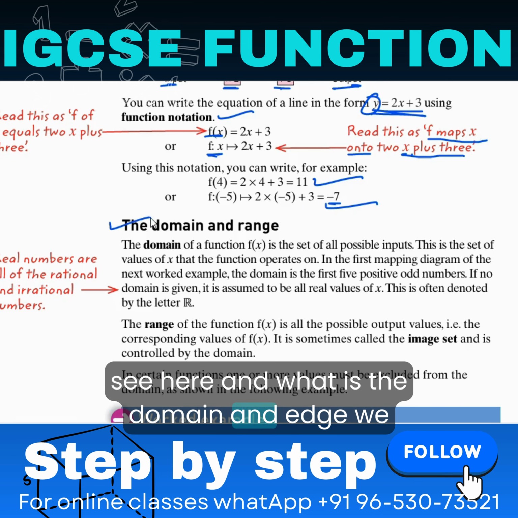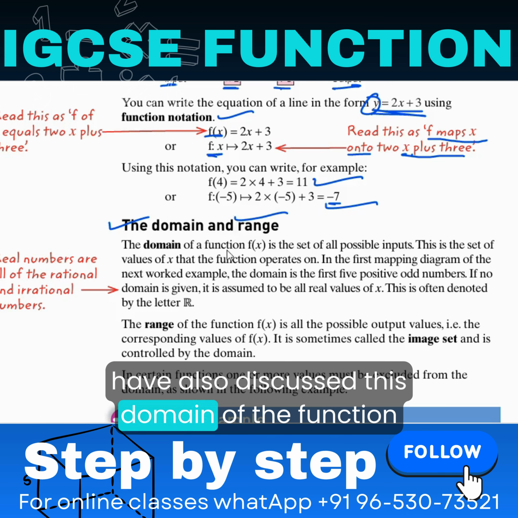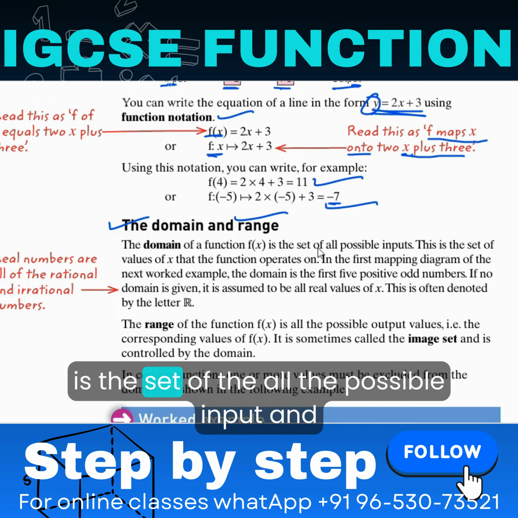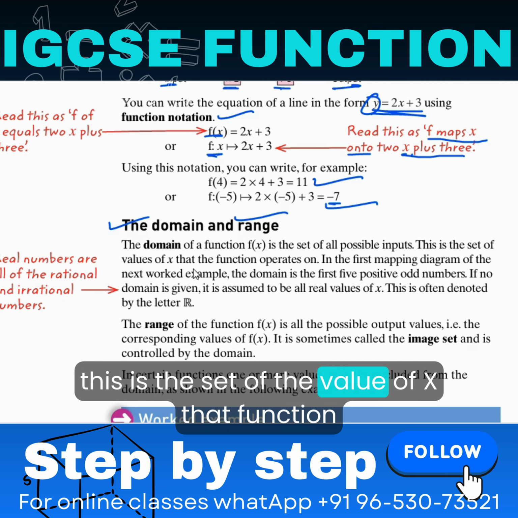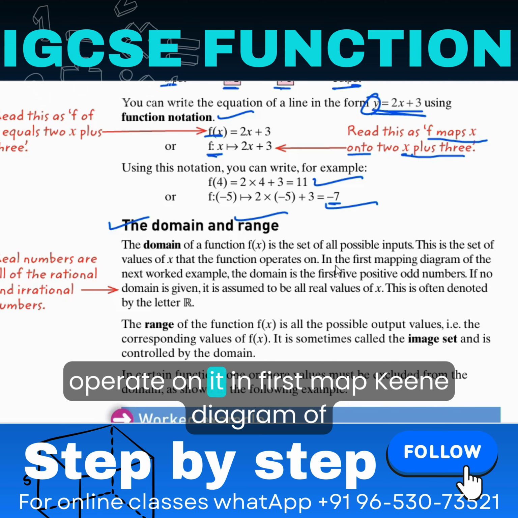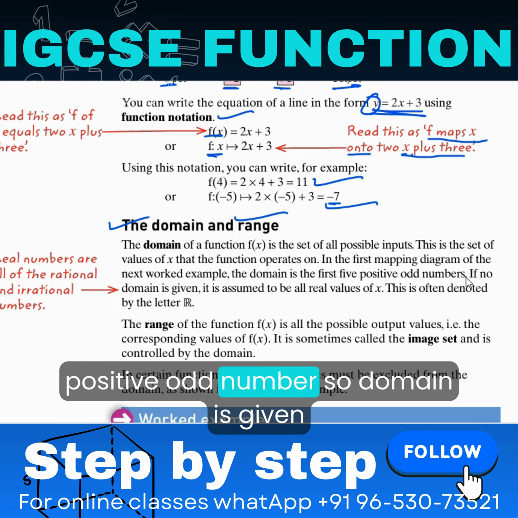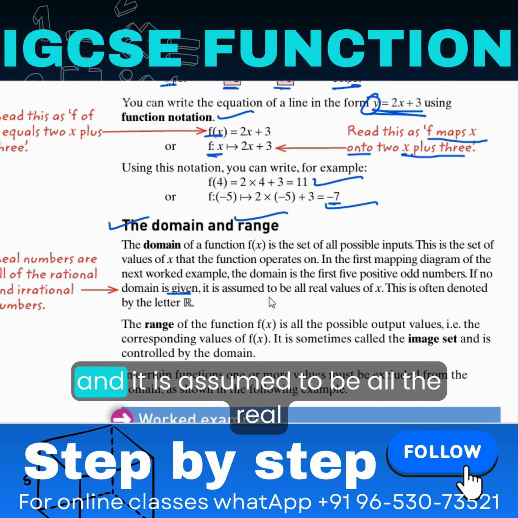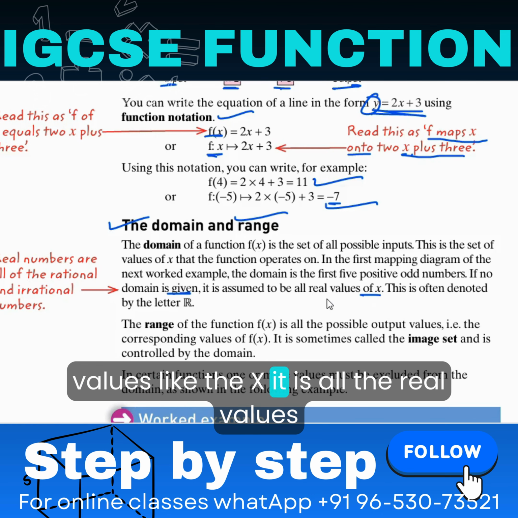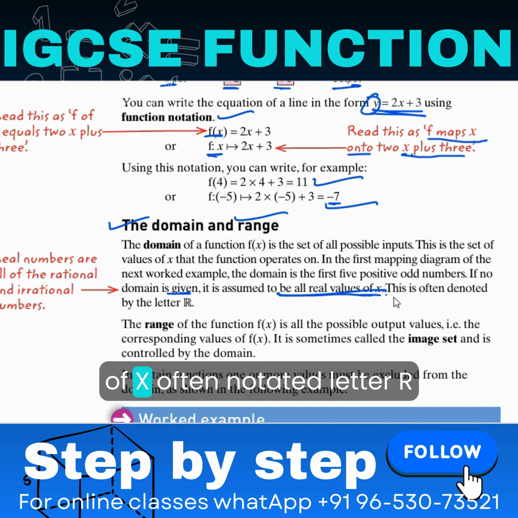And what are the domain and range? We have also discussed this. The domain of the function is the set of all the possible inputs, the set of values of x that the function operates on. In the first mapping diagram of the next worked example, the domain is the first 5 positive odd numbers. If the domain is not given, it is assumed to be all the real values of x, often noted as R.